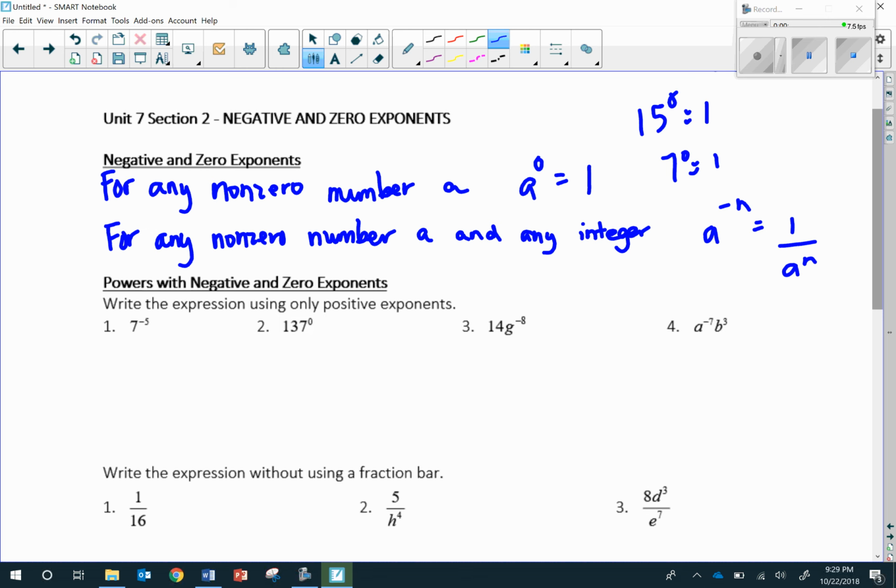The second part of the notes is when you have a negative exponent. So a raised to a negative power of n will always equal 1 over a raised to the power of n, just like I've written here.